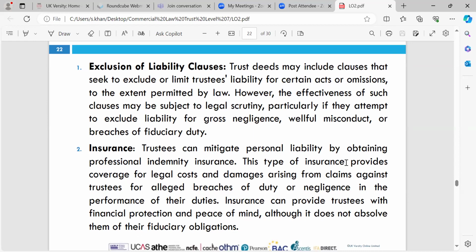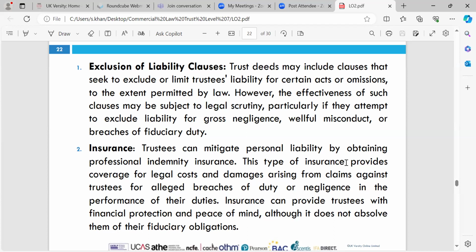So they'll have clauses in place that they feel they need so that the trustee will follow them. However, the effectiveness of some clauses may be subject to legal scrutiny, particularly if they attempt to exclude liability for gross negligence, willful misconduct, or breaches of fiduciary duty.